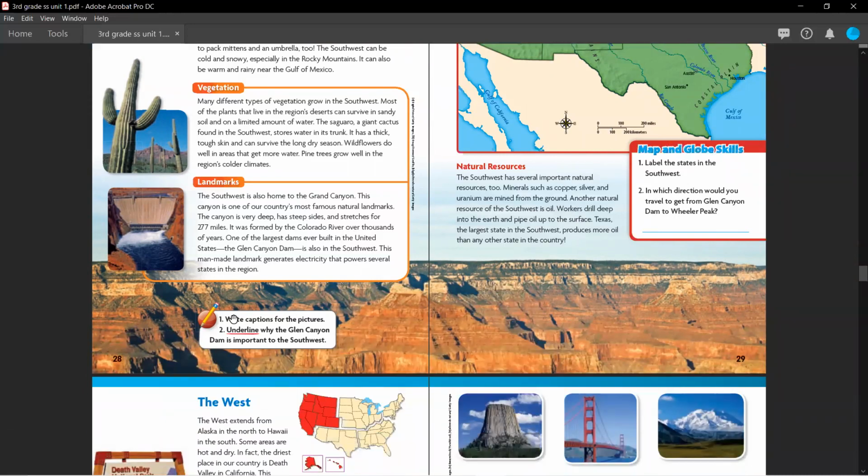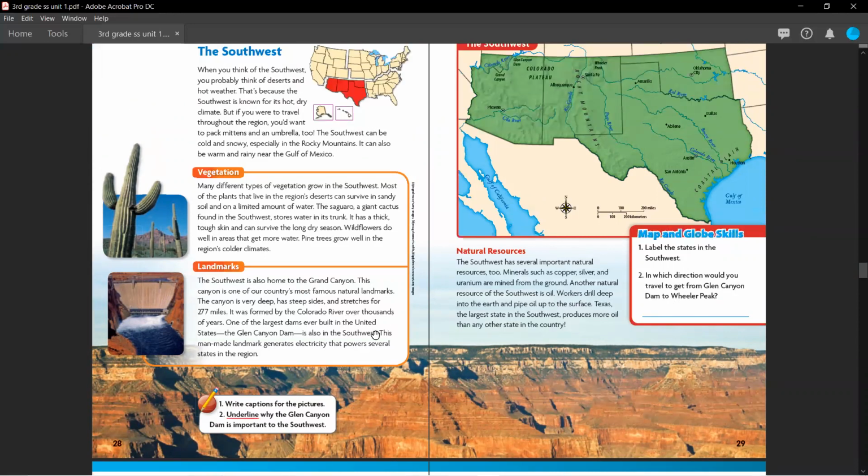Now under here, write captions for the pictures. Underline why the Glen Canyon Dam is important to the Southwest. So put captions for these 2 pictures, and then underline where we were talking about the Glen Canyon Dam, what makes it important to the Southwest.